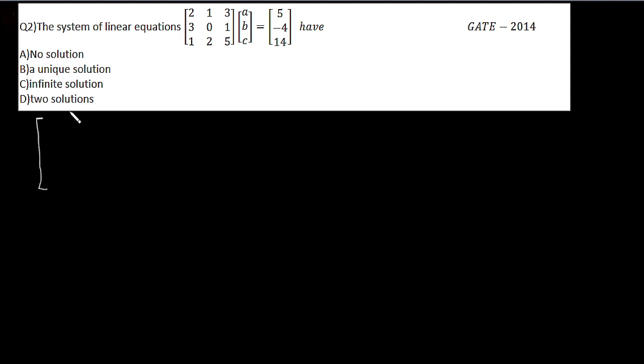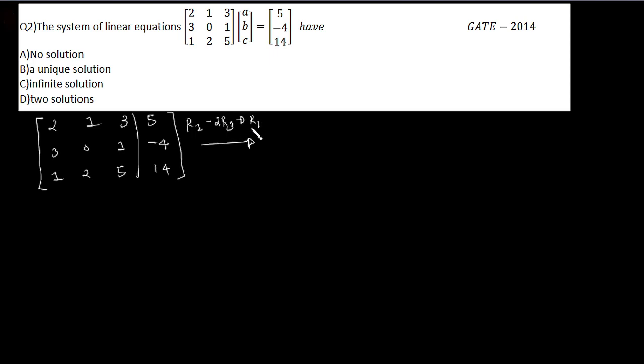So we can write here 2, 1, 3. Here we have 5. Here 3, 0, 1, and here we have minus 4. Here we have 1, 2, 5, and here 14. Let's apply some row operations on this matrix so that we can reduce it to echelon form. Let R1 minus 2R3 be our new R1, and R2 minus 3R3 will be our new R2.